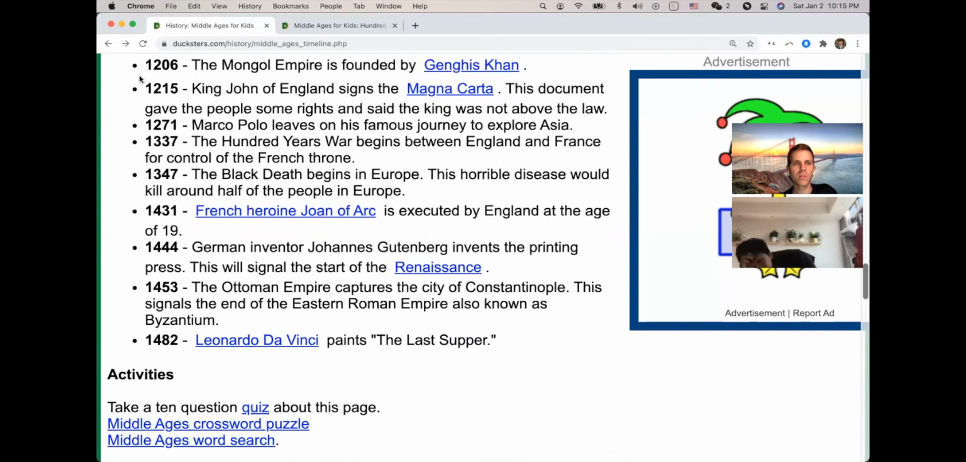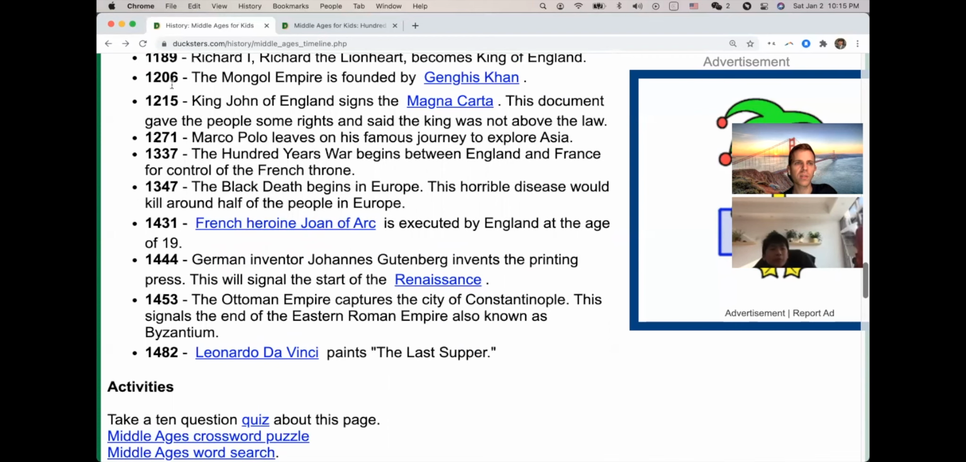Oh, you mean 1206? Okay, so you want me to read about it? Yes, please. Okay. The Mongol Empire is founded by Genghis Khan. Have you heard of any of this, Mongol or this person? No. This is all in China. These are Mongols. Oh, Mongol. Yeah, I remember.